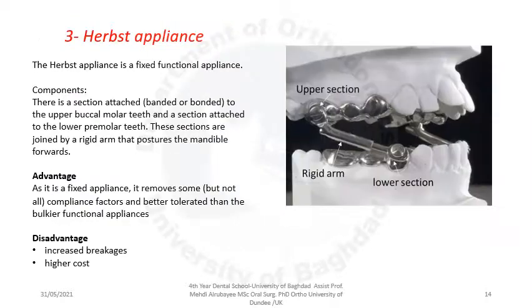Herbst appliance. The Herbst appliance is a fixed functional appliance. The components: there is a section attached, banded or bonded to the upper buccal molar teeth and a section attached to the lower premolar teeth. These sections are joined by a rigid arm that postures the mandible forward. The advantage, as it is a fixed appliance, is that it removes some, but not all, compliance factors and is better tolerated than the bulkier functional appliances. But the disadvantages are that it is expensive and has an increased breakage rate.